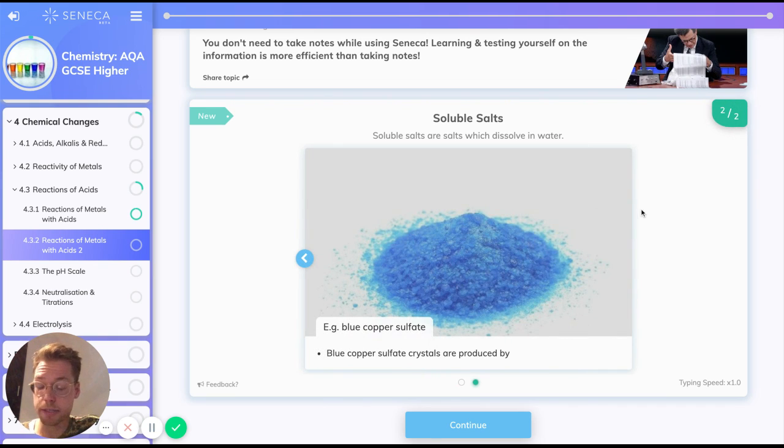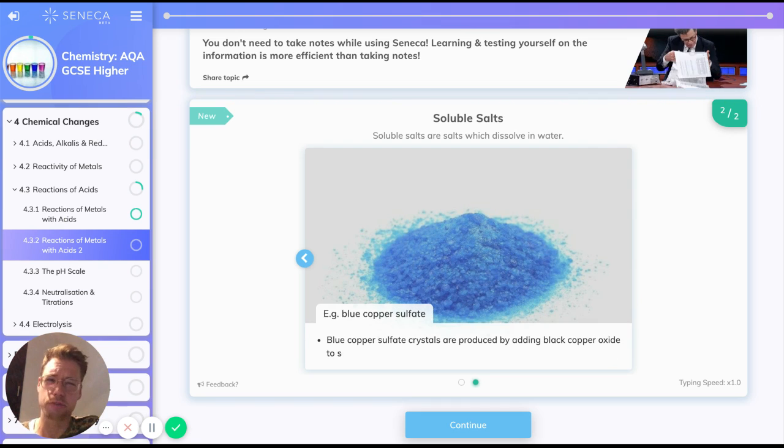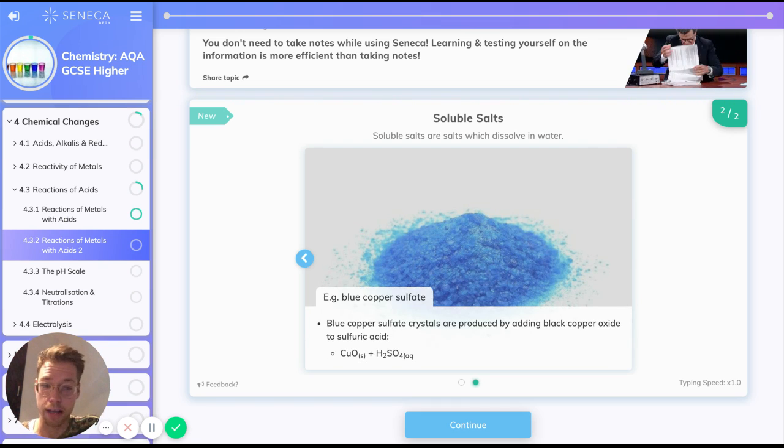An example is something like blue copper sulfate, which looks really pretty. You've probably seen it in your chemistry lab. It's the really nice cobalt blue one. And you add black copper oxide to sulfuric acid. So that's an acid plus a metal oxide, which from the previous episode, hopefully you'll remember, makes copper sulfate plus water, copper sulfate being the salt.